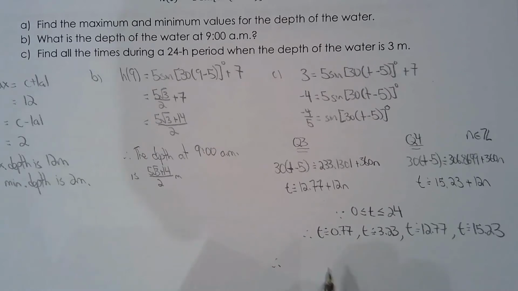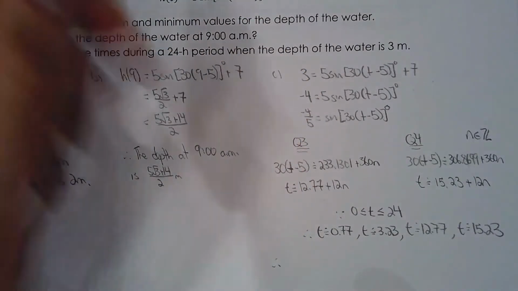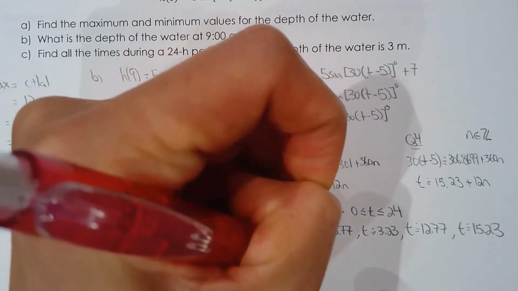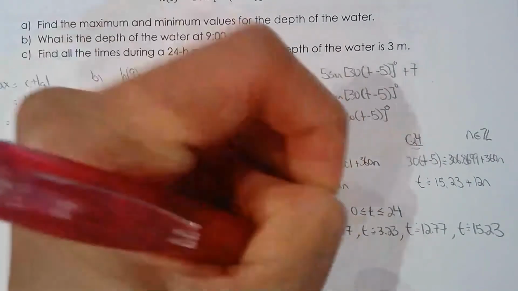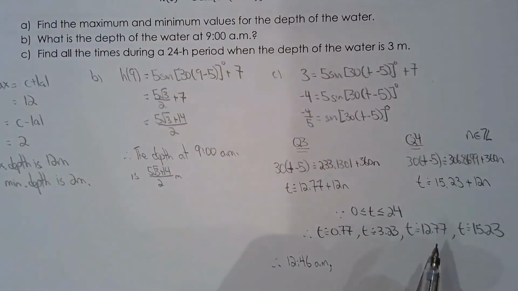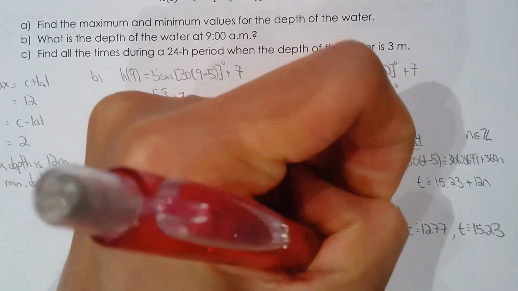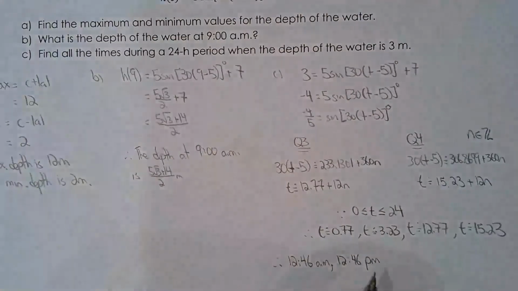What about this one? 3.23. So really, I just want to know 0.23 of an hour. That's 13.8 minutes, but that means it's still 13 minutes past the hour. So 3:13 a.m. and 3:13 p.m. are the times when the depth is 3 meters.